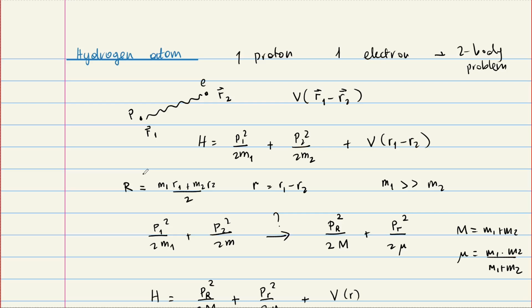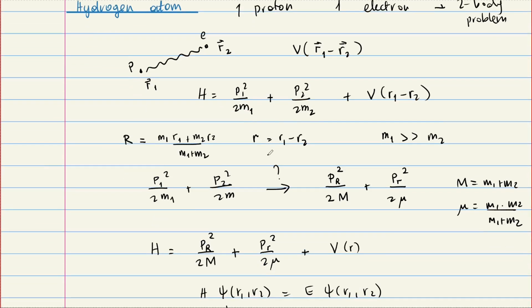Okay. Here, I was thinking of them to be equal mass. If they are equal mass, the center of mass is going to be (R1 plus R2) over 2. But since they are not equal mass, we need to do (M1 R1 plus M2 R2) divided by (M1 plus M2). I think somebody was pointing that out. And the relative coordinate is the relative coordinate.